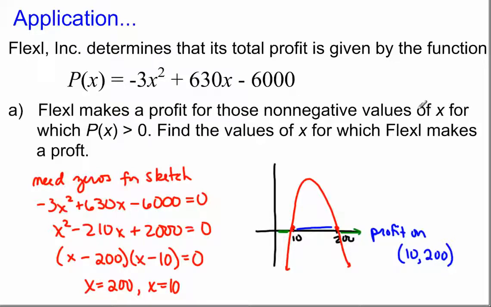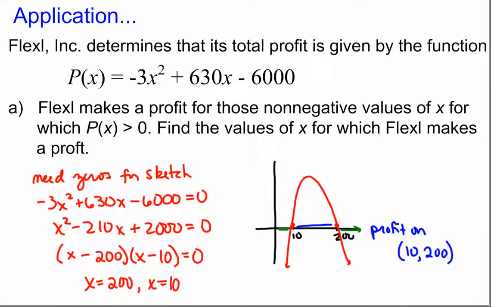And we want to use non-negative values because x is representing the number of items or number of units of a product, and it doesn't make sense to talk about negative product. Okay, so what we're looking for is where this is greater than 0. What I might want to do is sketch a graph of this because I know this is a downward opening parabola because of that leading negative term.